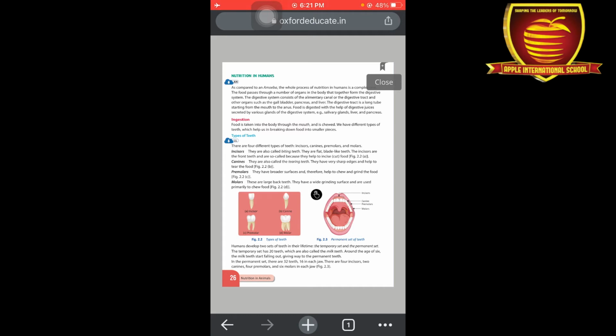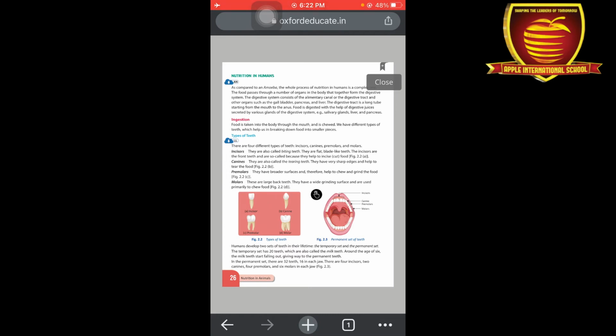Canines have very sharp edges and help to tear the food, and they are present at the sides of the incisor teeth. Next one is premolars. Premolars have a broader surface and therefore help to chew and grind the food, and these teeth are present after the canines. The molars are present after the premolars. Molars are the large back teeth. They have a wide grinding surface and are used primarily to chew food.